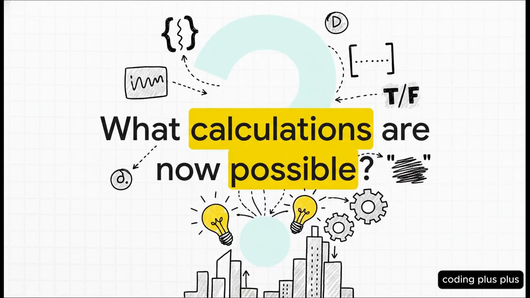So we've covered the how of typecasting, but I want to leave you with the why. Now that you can change a variable's data type whenever you need to, what new possibilities does this open up? What problems can you now solve that were maybe out of reach before?